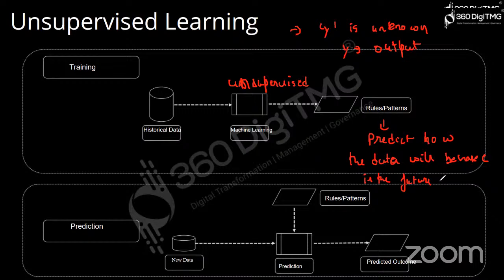It is trying to fit some pattern. Okay, then we take new data, we apply these rules and patterns on it, and we get a predicted outcome. So basically, we are just trying to predict the behavior of the data. So that is unsupervised learning.